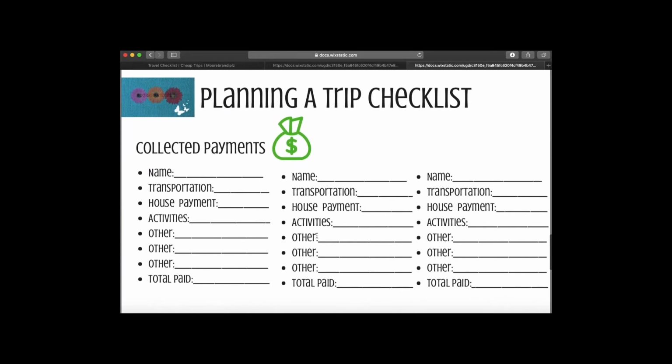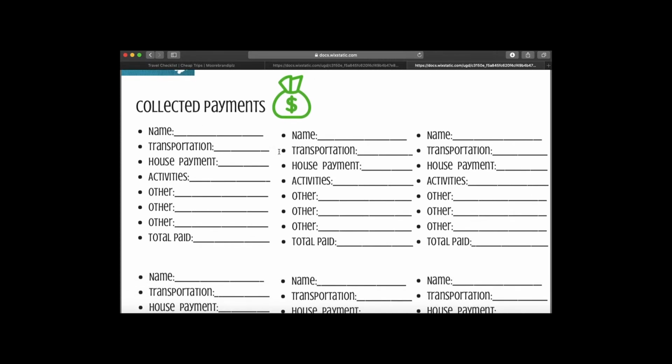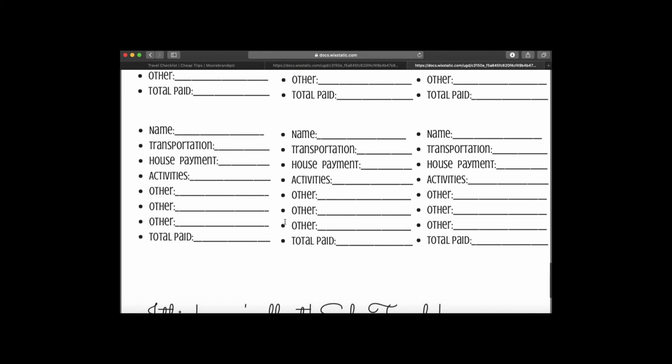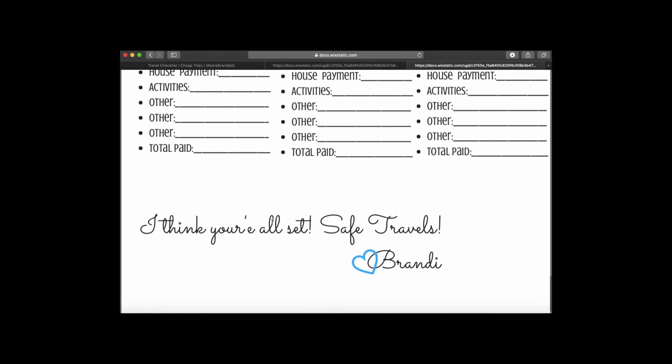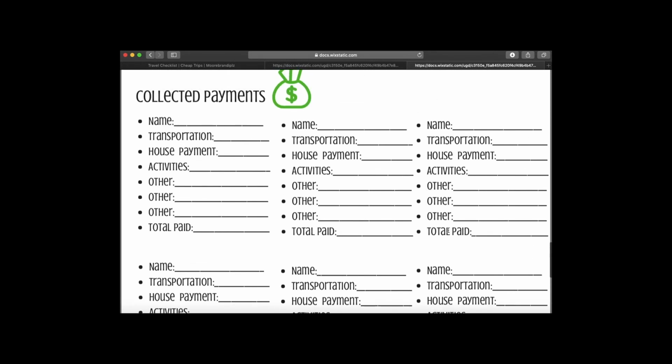The next thing is when we are going to go ahead and start executing. So say for instance, at this point you guys have a solid plan, you know exactly where you're going, what you're doing, and you have your collected payments. So you have the name of the person, how much they put in for transportation, the house payment, activities, other, and the total that they paid. So at this point you would have divided how much everything would cost, and I left some extra space, and it says, I think you're all set, safe travels, love, Brandi. So that's kind of how this goes.